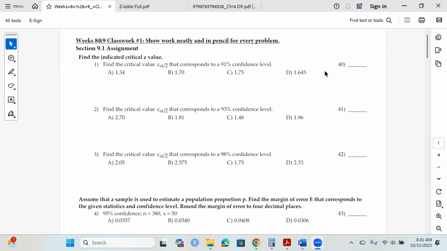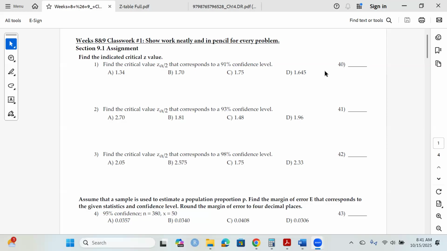All right, so here's the first item. I worked these out by hand, and there are some areas where I disagree with stuff, so we'll have to talk about that. Okay, so here's the question. Find the critical value, the z-value that corresponds to a 95% confidence interval.